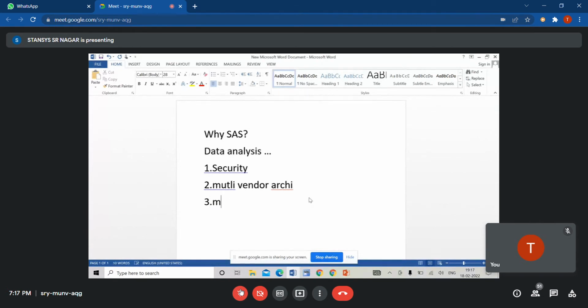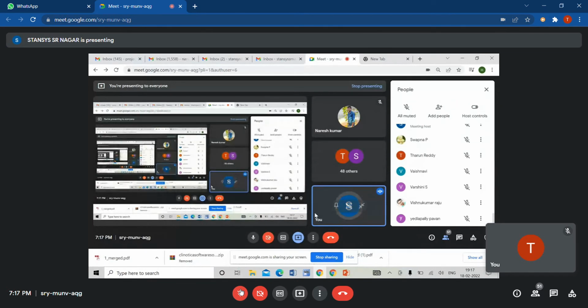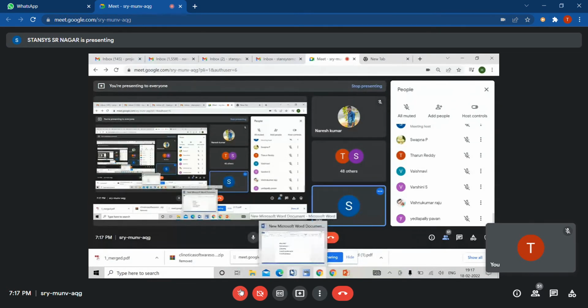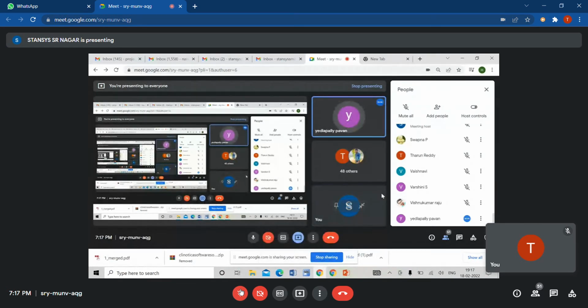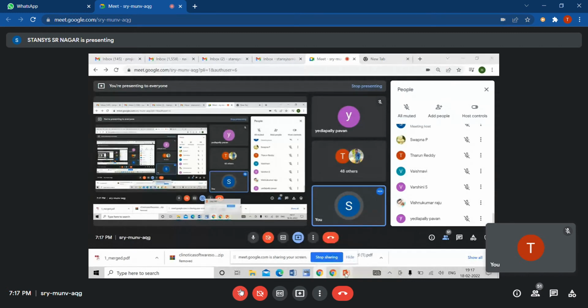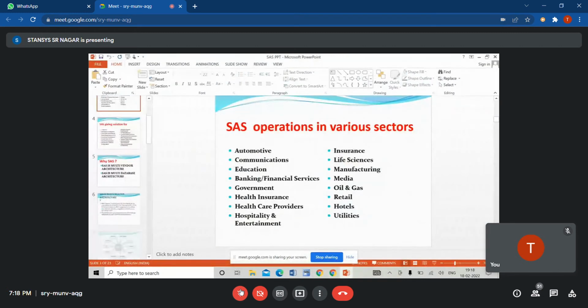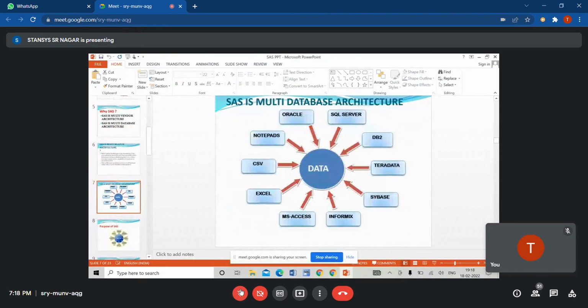And the third one is that SAS is called a multi-database architecture, guys. What is meant by a database? Anybody having any idea? For storage of data. Yes, exactly. Where you store the data is called a database, right? You can just check here. These are the different types of databases. See here, one is an Oracle type database.